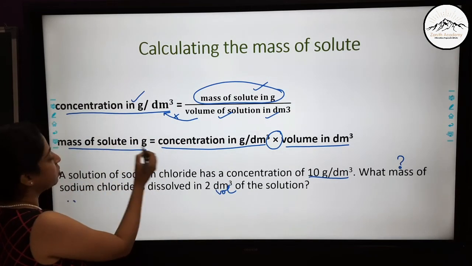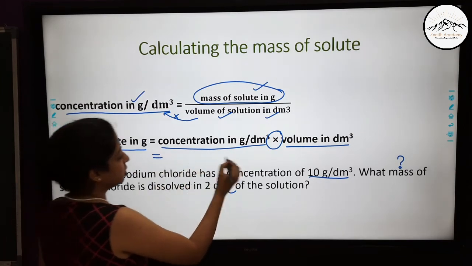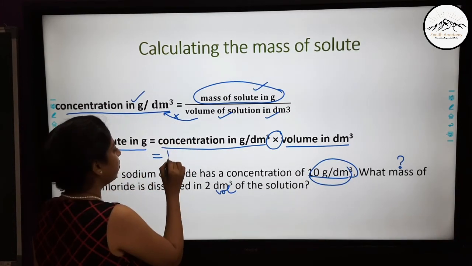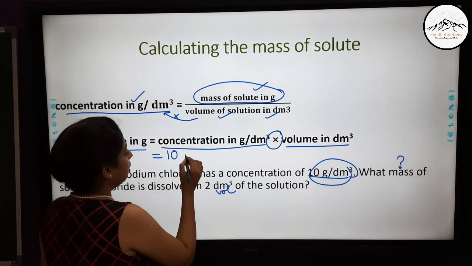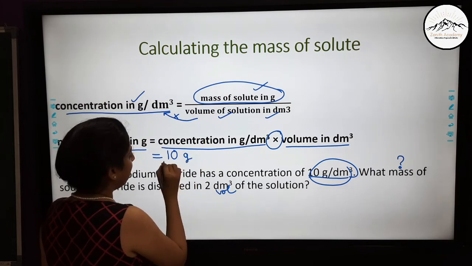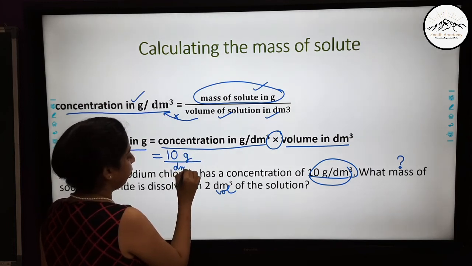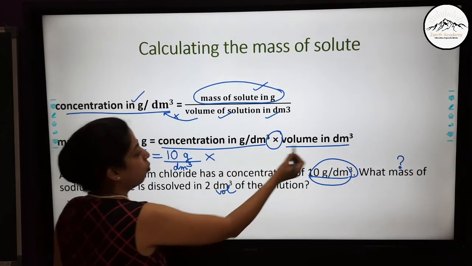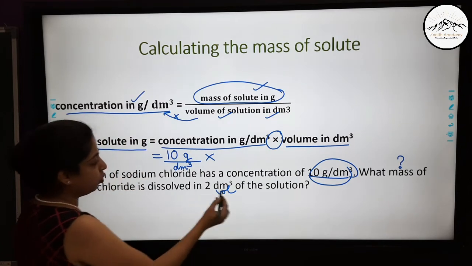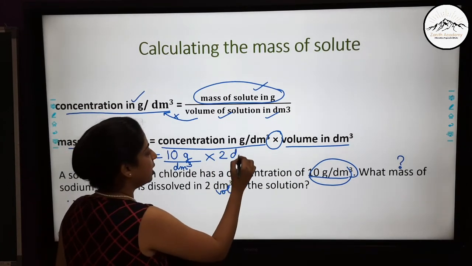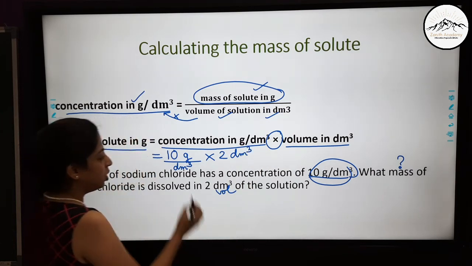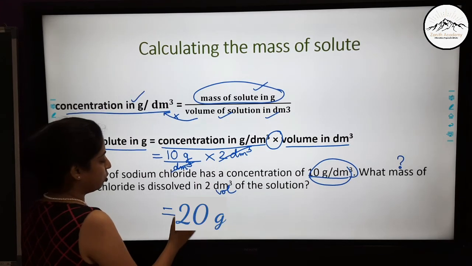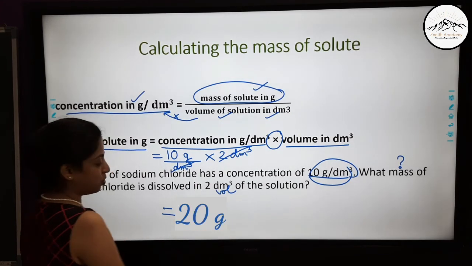Okay. So we know mass of the solute in grams is equal to concentration into volume. So what is concentration? 10 gram per decimeter cube. So we will write 10 gram like this so that it becomes easier for you to understand the units. So 10 gram per decimeter cube into volume in decimeter cube. What is the volume? 2 decimeter cube. So decimeter cube gets cancelled and we get the answer in grams. So the answer is 20 grams.